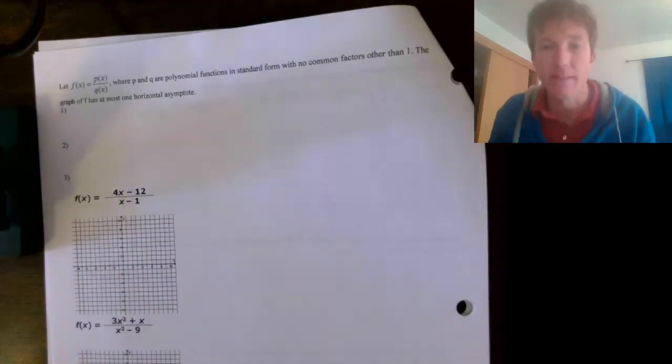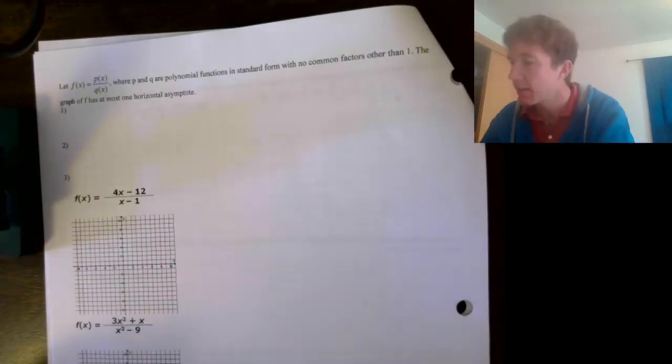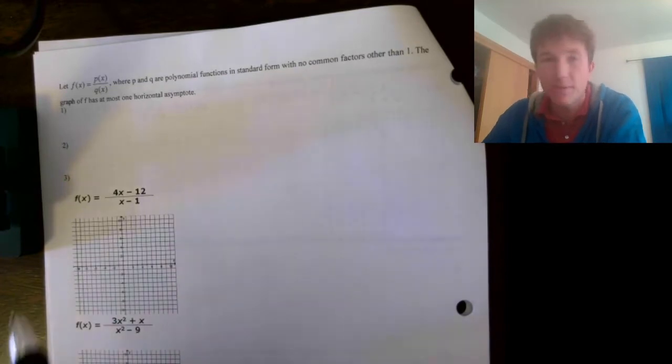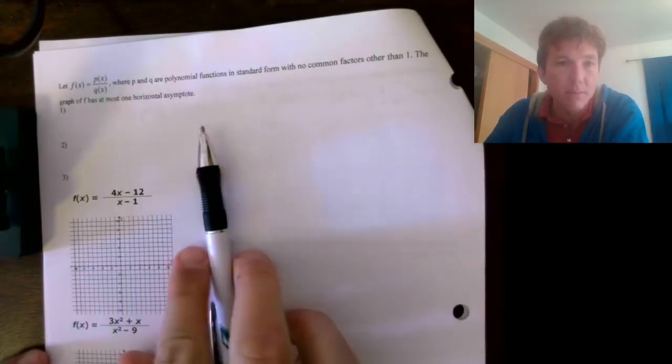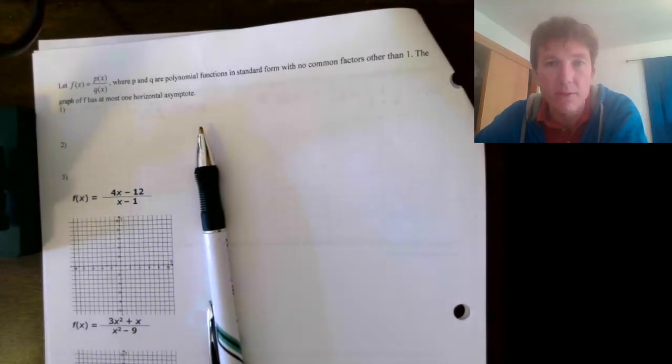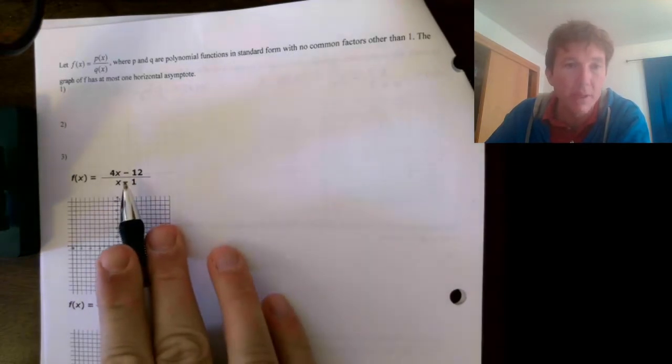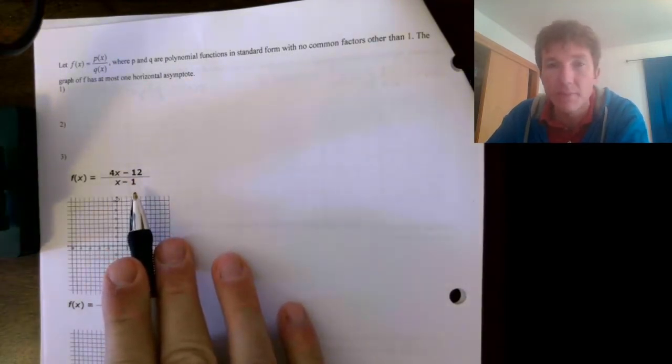Hi again. Alright, so let's check out horizontal asymptotes. When you have p of x over q of x, where p and q are polynomial functions in standard form with no common factors other than 1, the graph will have at the most one horizontal asymptote. Look at this function here, 4x minus 12 over x minus 1.